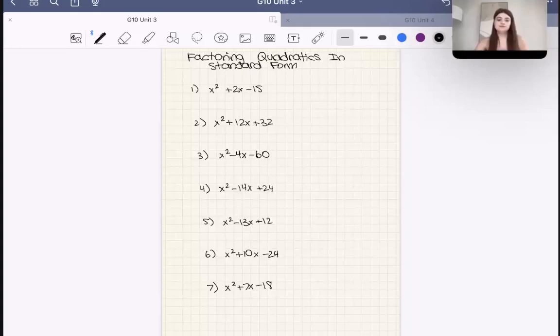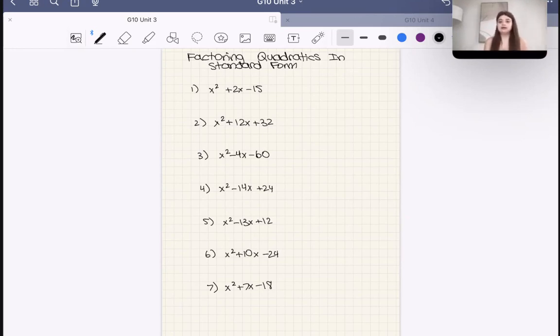Hello, everyone. Welcome back. So today I'm going to go ahead and talk about factoring quadratics in standard form. This is going to be very much an introduction to it, so I'm assuming you don't have any prior knowledge on how to do this already. So I'm going to start from the very beginning.